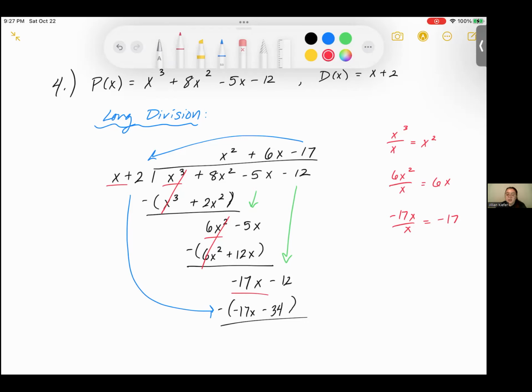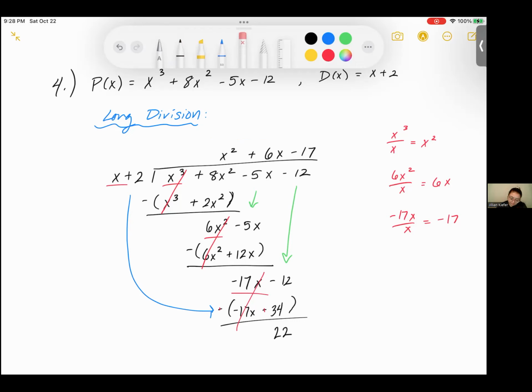So we have negative 17x minus negative 17x. So we have a double negative here, which means that's really plus. Those cancel, which means that we did it right. Then we've got negative 12 minus negative 34. So since it's minus negative, it's really plus. So this is really negative 12 plus 34. So we're going to go ahead and subtract. Or sorry, we're going to go ahead and add. It's not subtract anymore. Negative 12 plus 34 gives us 22.